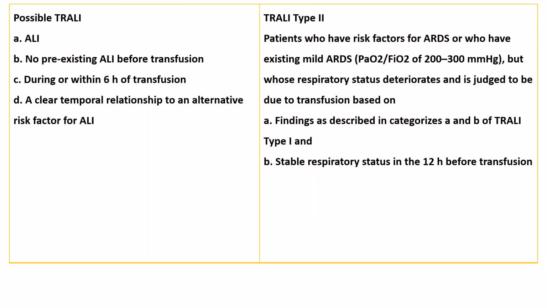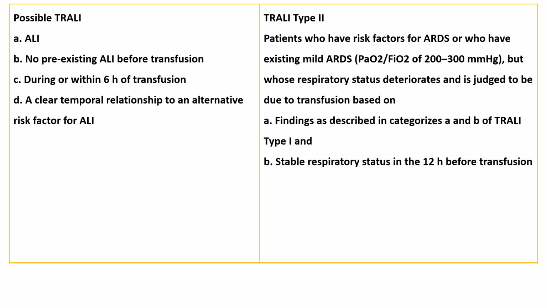So in possible ALI, there is acute lung injury, no pre-existing ALI before transfusion, and it should occur during or within 6 hours of transfusion. There is a clear temporal relationship to an alternative risk factor for ALI, whereas there is no temporal relationship seen in TRALI according to the 2004 CCC definition.